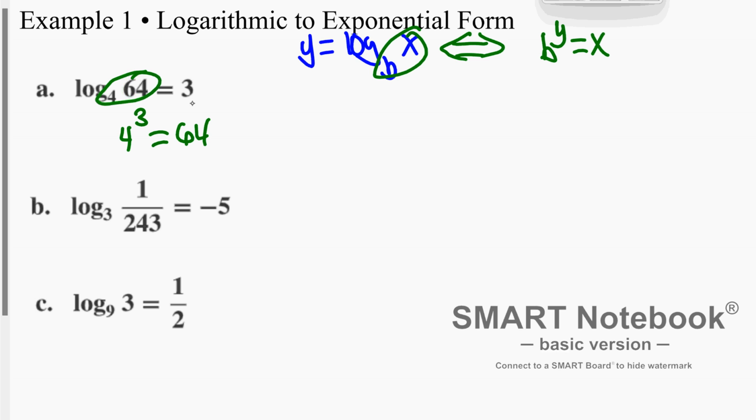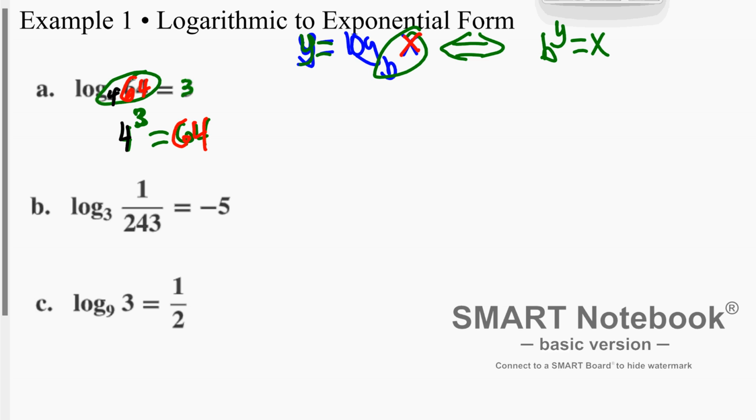So you can pause it and do B and C. So basically, what is your x? And that goes there. And then what is your y? That is on, let's do green. That'd be 3. And so that became the exponent 3. And the base stayed your base. Base is 4, base stayed 4. Okay, you can pause it and do B and C.